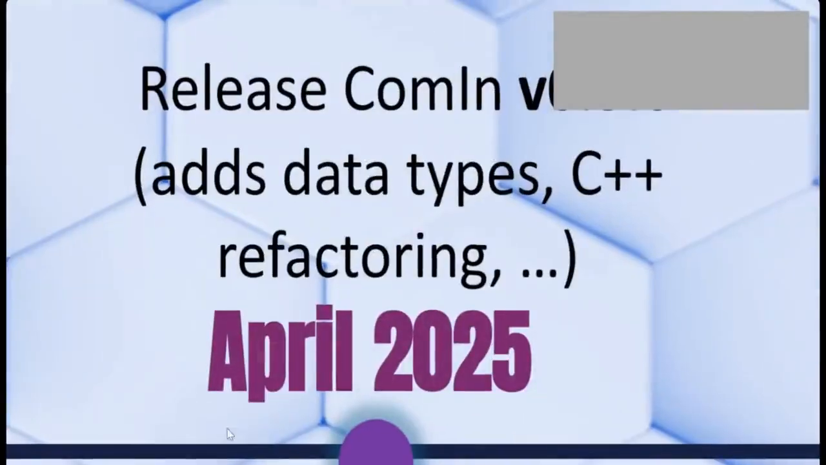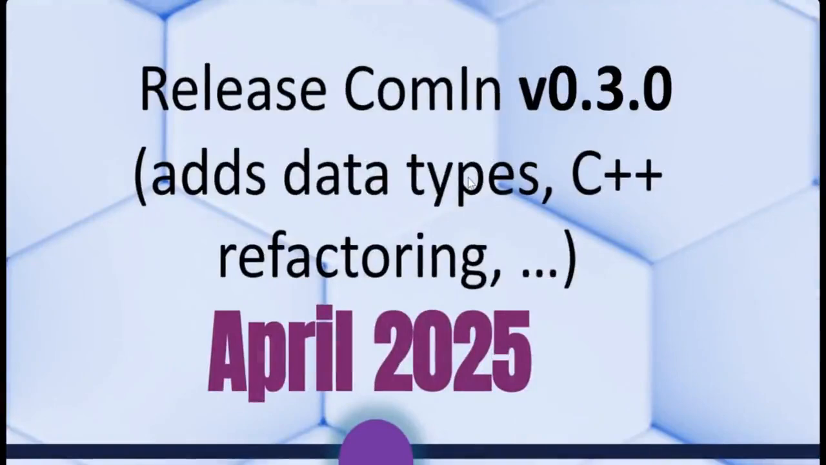And the latest ComIn version is version 0.3.0, which was released in April this year. Many additional features were also included there. For example, different data types are now also supported in the plugins, and some part of the ComIn code was refactored to C++ instead.